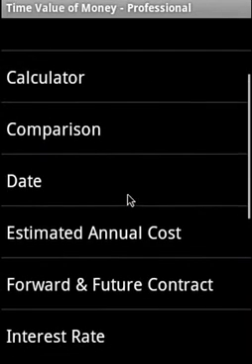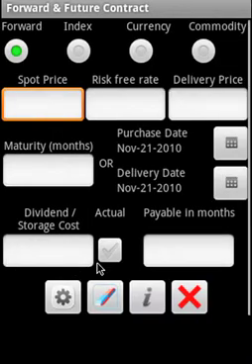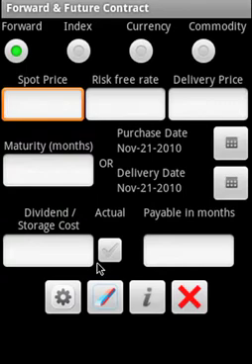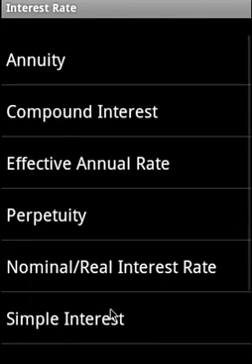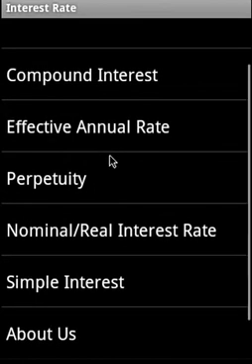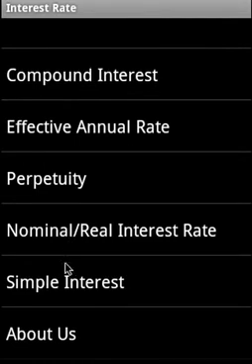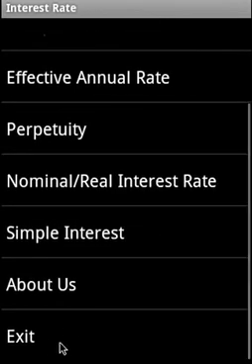Then there is forward and future contract. This one covers forward, and covers three types of futures, that's stock index, currency, and commodity. Then interest rate, this one covers annuity, compound interest, estimated effective annual rate, perpetuity, simple interest, nominal and real interest.